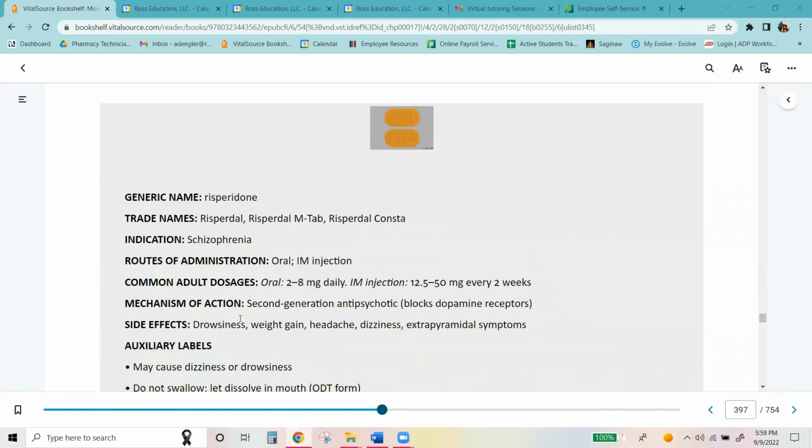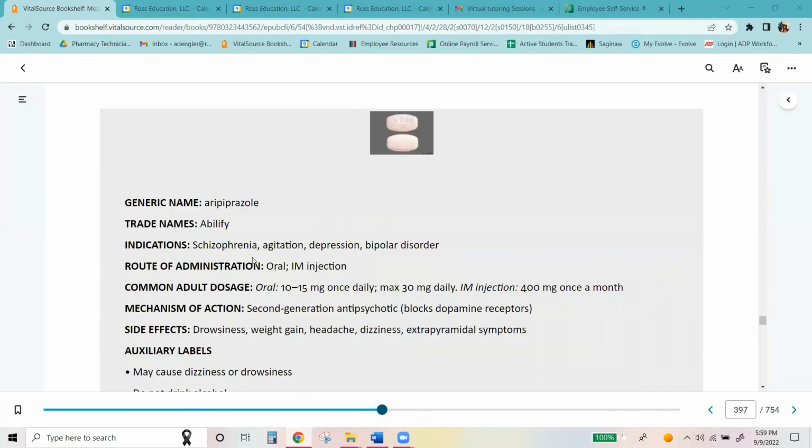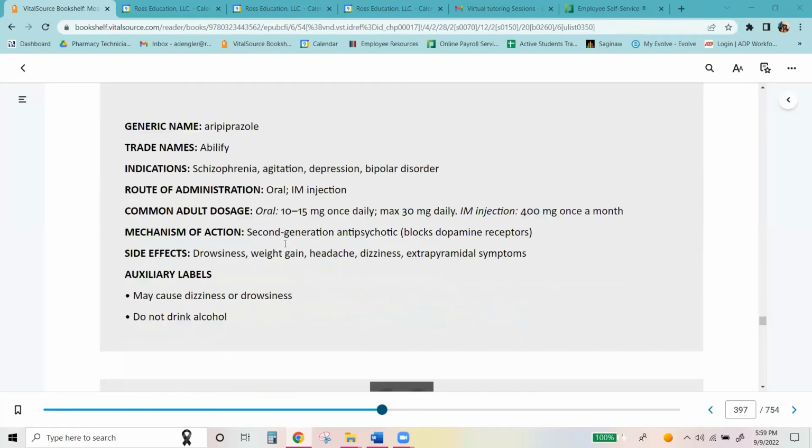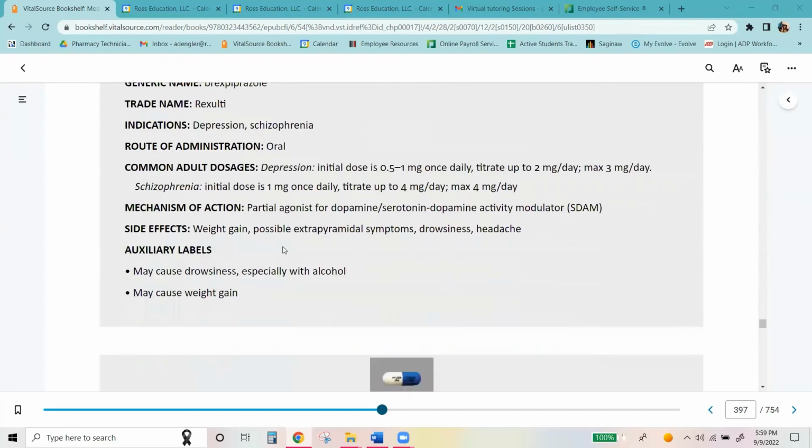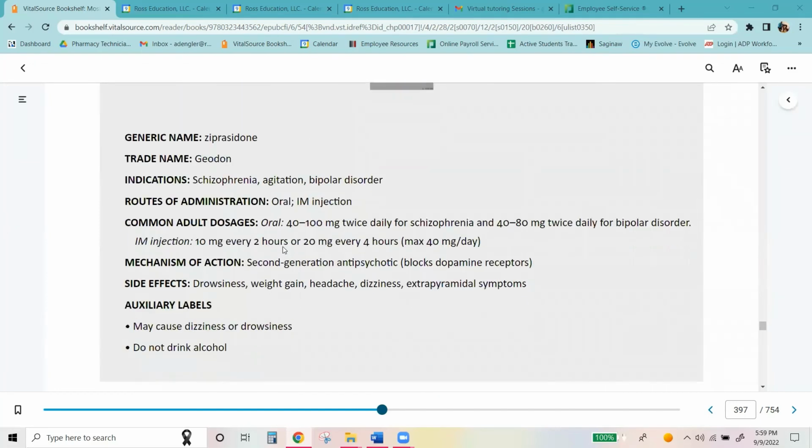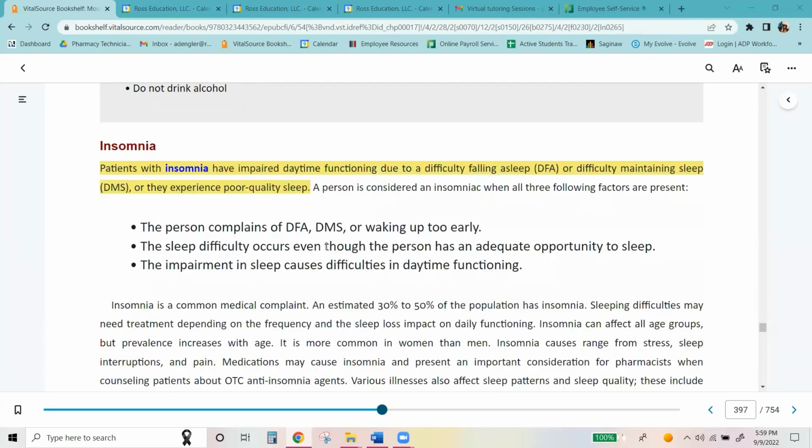Here is some more medication for schizophrenia. And we have different dosage forms for the medication risperidone. The medication Abilify is indicated for schizophrenia, agitation, depression, and bipolar disorder. Same with the medication Geodon.